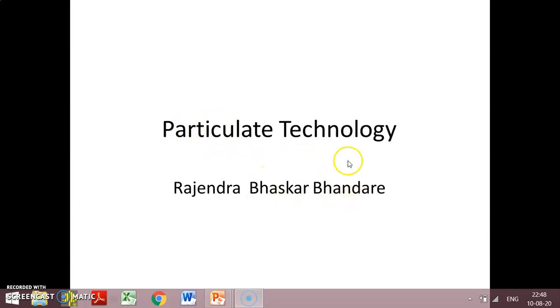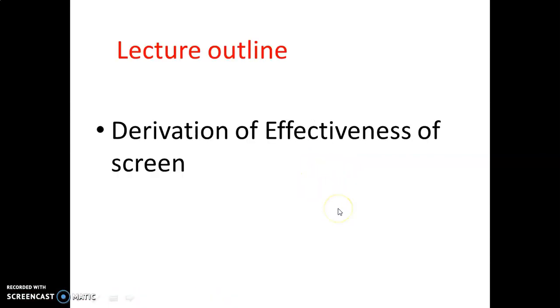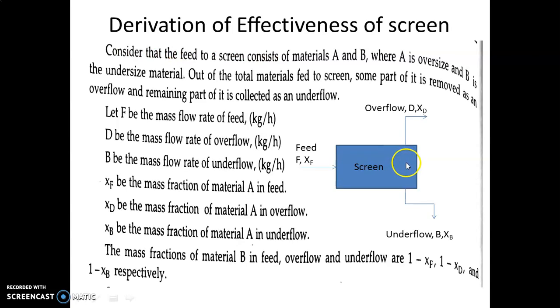This video lecture is prepared for the particulate technology subject for diploma students, and today we will discuss the derivation of the effectiveness of the screen. We know that the screen is used for the separation of solid material depending upon their size. So here we will derive the equation for the effectiveness of the screen, or in other words, the efficiency of that screen.